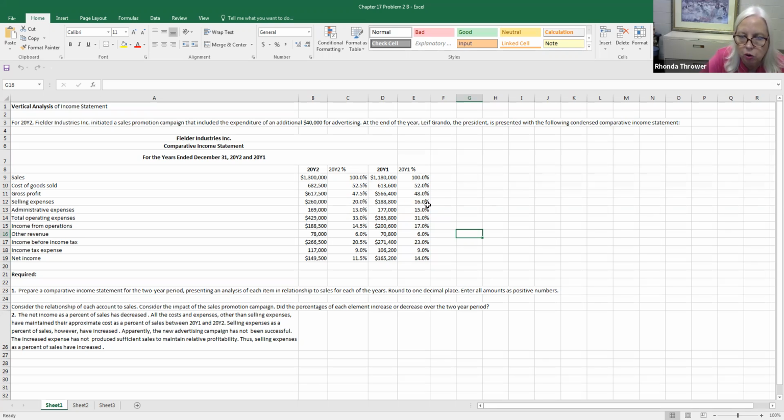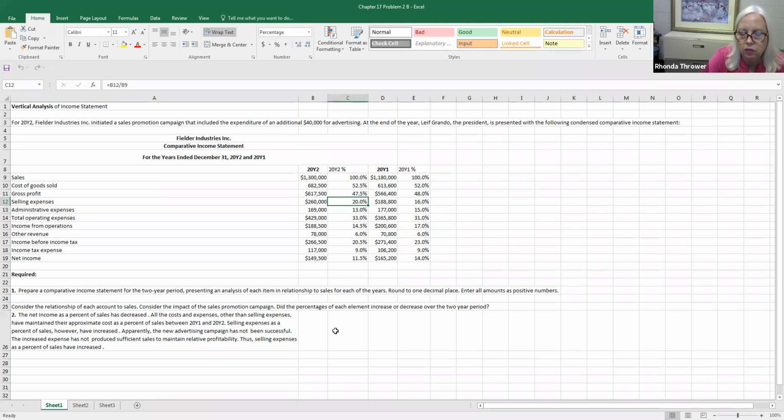excuse me, I'm wrong, I'm on the wrong line there, so let me back up for just a minute. The selling expenses for 2001 were 16%, and for 2002 they were 20%. So you can see here that the percentage has increased.